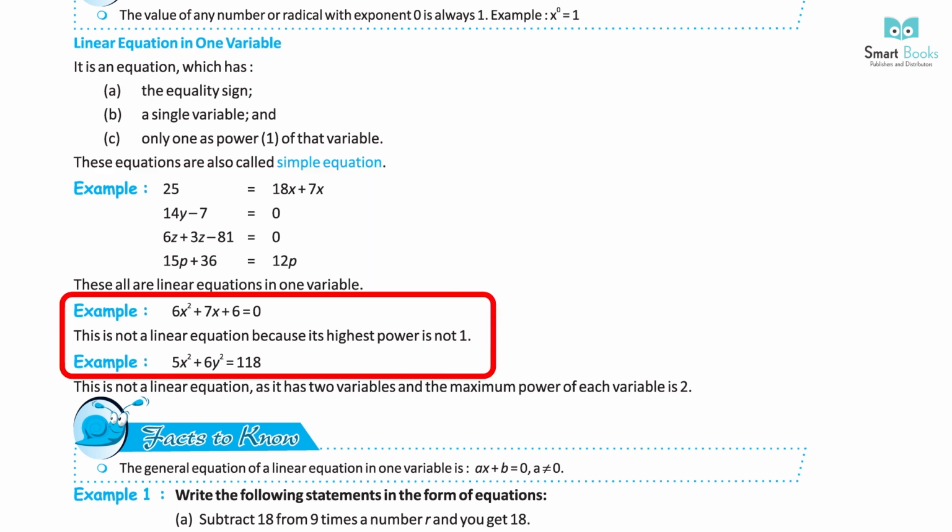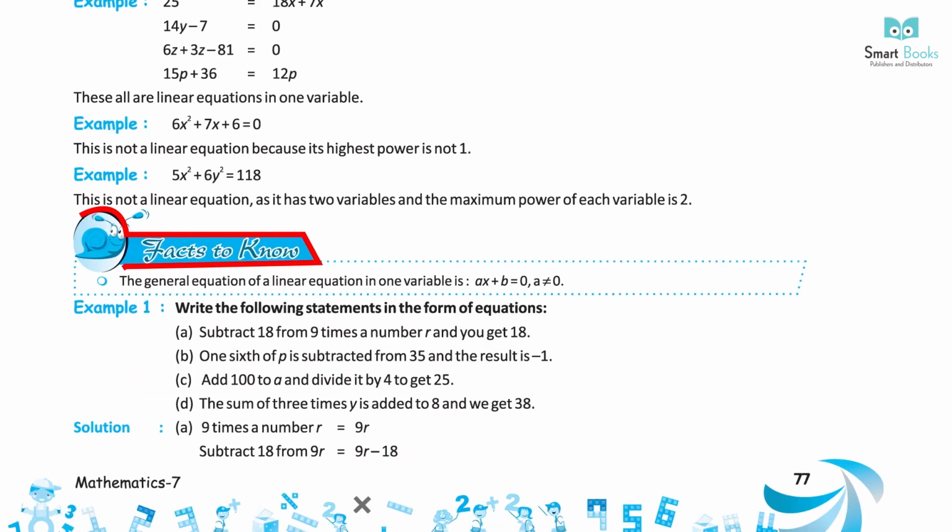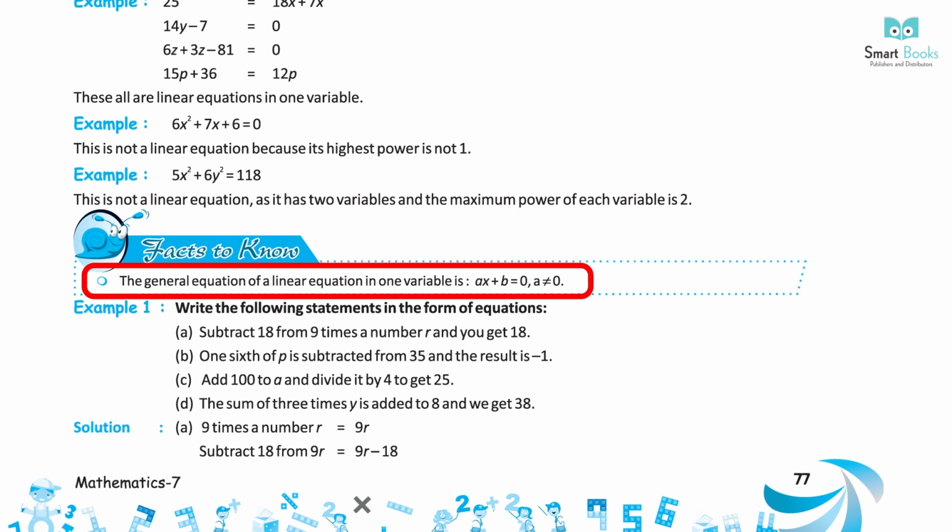Example: 6x squared plus 7x plus 6 equals 0. This is not a linear equation because its highest power is not 1. Example: 5x squared plus 6y squared equals 118. This is not a linear equation as it has two variables and the maximum power of each variable is 2. Facts to know: the general form of a linear equation in one variable is ax plus b equals 0, where a is not equal to 0.